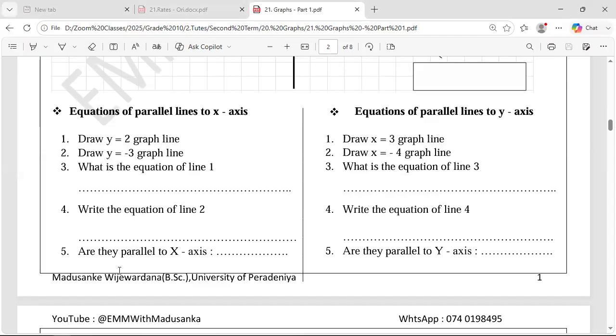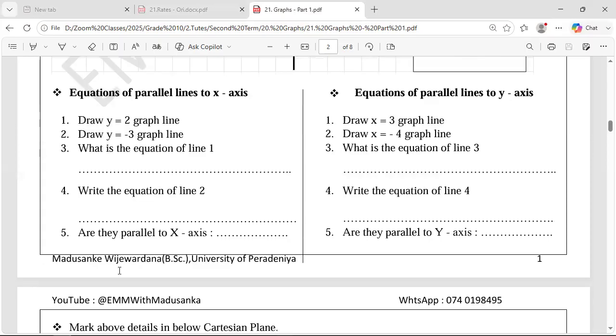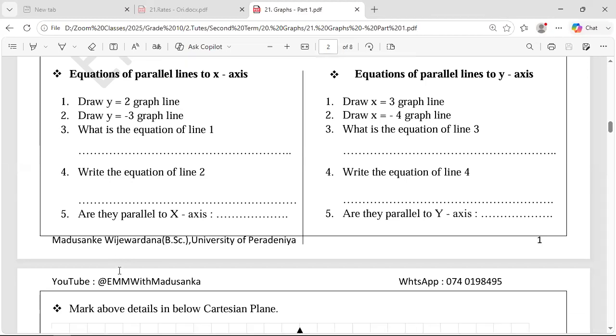Bottom of the page. Equations of parallel lines to x-axis, equations of parallel lines to y-axis. Draw y equals 2 graph line, draw y equals minus 3 graph line. What is the equation of line number 1? What is the equation of line number 2? Are they parallel to x-axis?